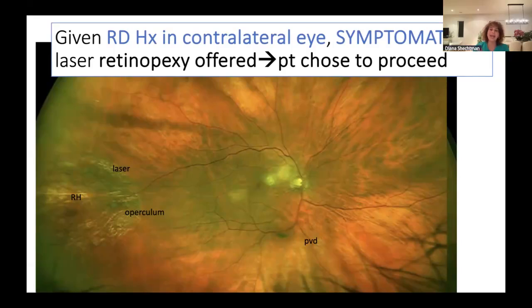The patient already had a contralateral retinal detachment, a very large retinal detachment. So we're going to be a little more careful if we see any kind of breaks in the contralateral eye. Very different if the other eye never had an RD. This operculated hole may have been followed.